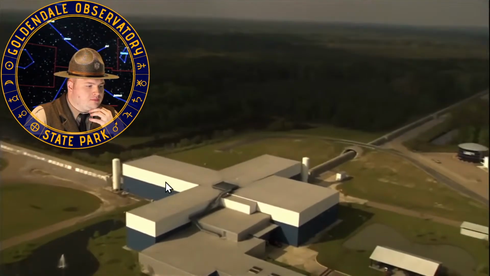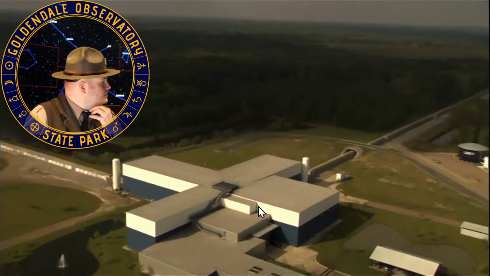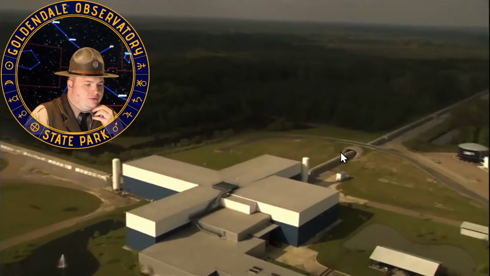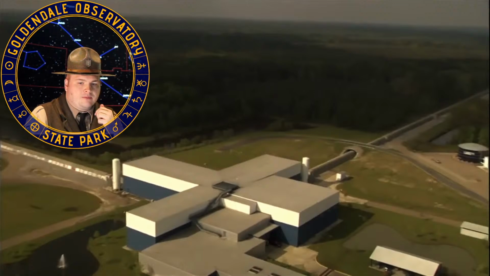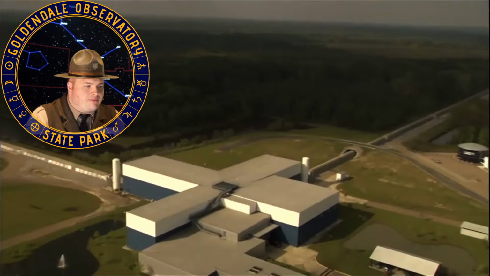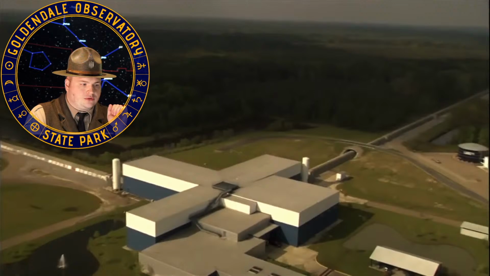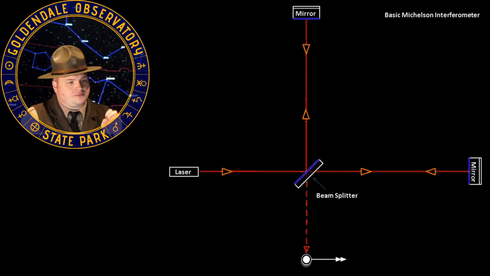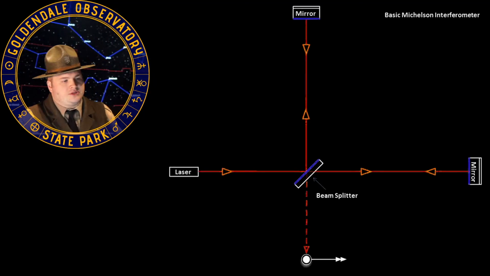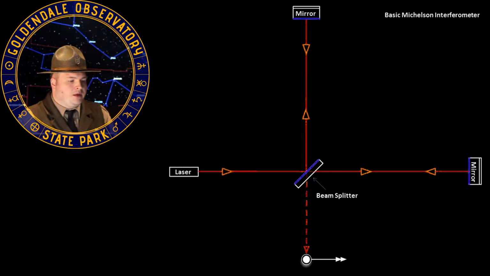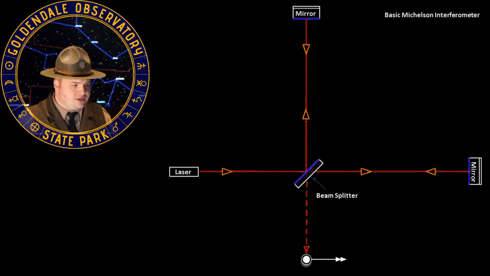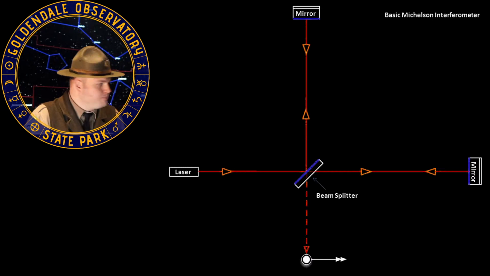I'm going to pause this. As you can see, we have a tube here converging on the facility. We have another tube converging on the facility. And a lot of important stuff goes on inside here. Let me show you a type of interferometer that uses lasers. So this basic Michelson interferometer is, like I said, the kind of device that one might see in an engineering lab. The way it works is this.